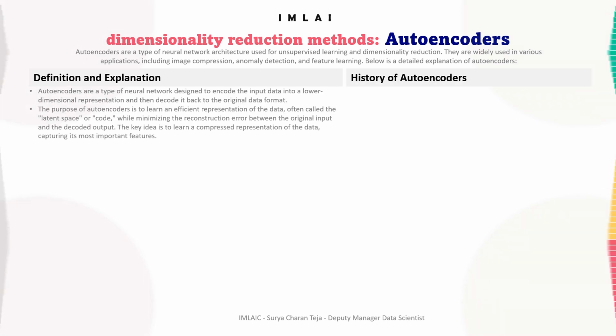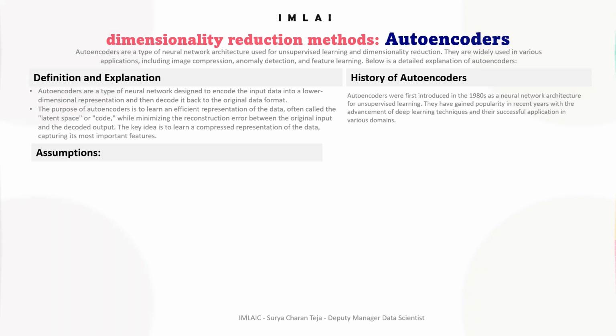Then, history of autoencoders. Autoencoders were first introduced in the 1980s as a neural network architecture for unsupervised learning. They have gained popularity in recent years with the advancement of deep learning techniques and their successful applications in various domains. So now let's look into some of the assumptions under this. Autoencoders assume that the input data has a meaningful lower dimensional representation and that the most important features can be captured by learning a compressed representation. So they are effective when the input data exhibits patterns and structure that can be exploited to create a meaningful code.